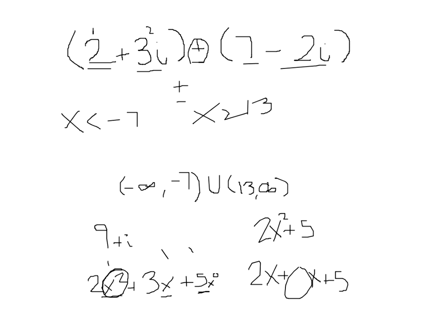Okay, so we've done addition with imaginary numbers. Now let's do one where we multiply. So I believe we had 2 plus 3i times 5 minus 2i.